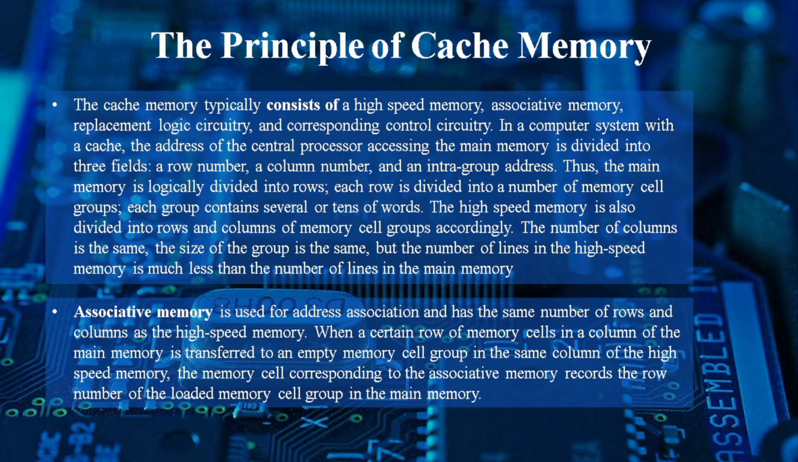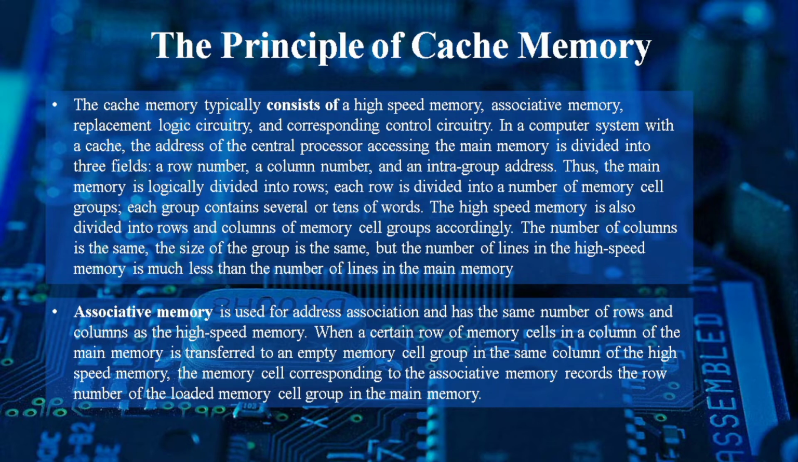Thus, the main memory is logically divided into rows. Each row is divided into a number of memory cell groups. Each group contains several or tens of words. The high-speed memory is also divided into rows and columns of memory cell groups accordingly. The number of columns is the same, the size of the group is the same, but the number of lines in the high-speed memory is less than the number of lines in the main memory.